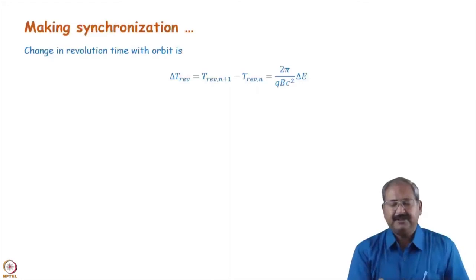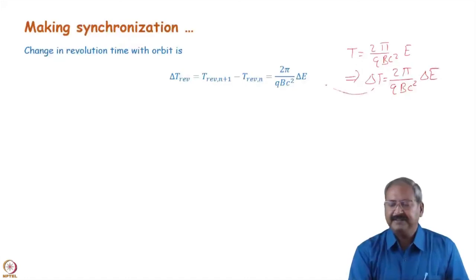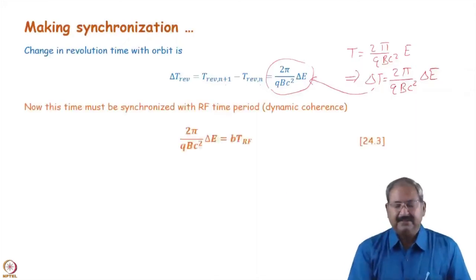Now change in revolution time: we have seen that when T is equal to 2 pi by qBc square times E, that means delta T will be 2 pi by qBc square times delta E, and this is written here. So delta T revolution means change in revolution time in consecutive orbits, say nth orbit and n plus 1 orbit. So what is the change in revolution time over consecutive orbits? This is given by this formula. Again, delta E is the energy gain in the RF cavity when the particle passes through the RF cavity. Now we know that this 2 pi by qBc square times delta E should be B TRF.